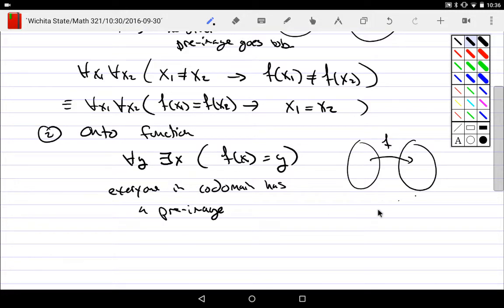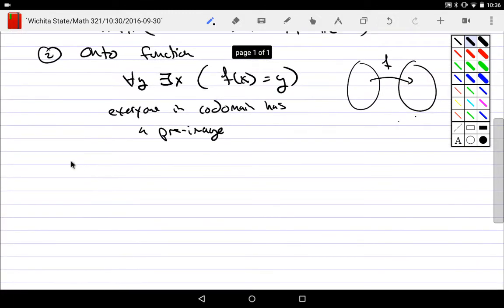What's nice about these two things is if I put them together, that would be called a one-to-one correspondence.